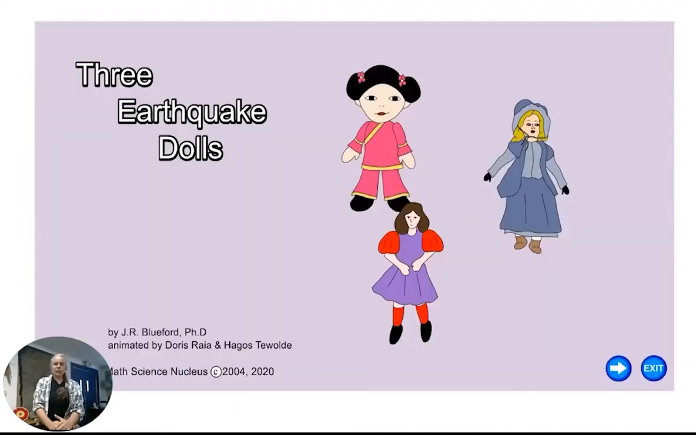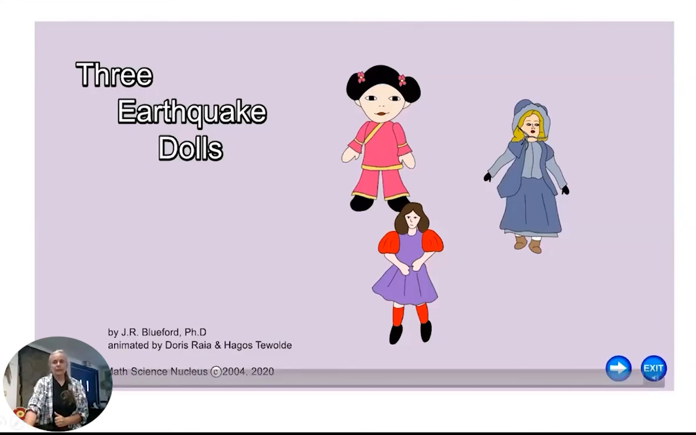So first of all, I want to read a little story called The Three Earthquake Dolls. Now this goes through three different scenarios of earthquakes from the 1700s all the way here.